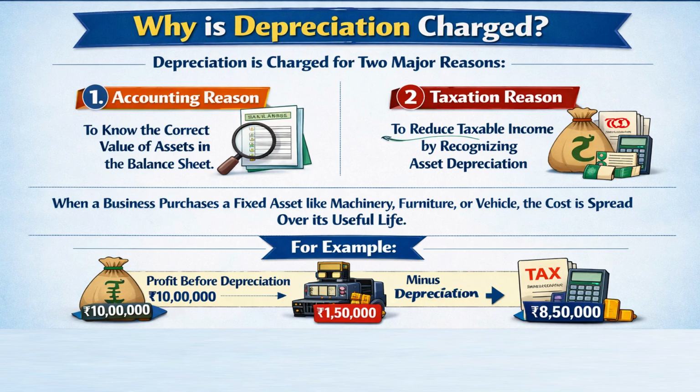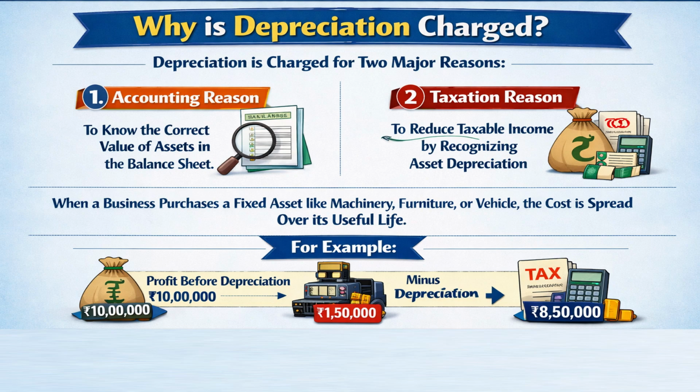cost is not treated as an expense in the year of purchase. Instead, the cost is spread over the asset's useful life through depreciation. Since depreciation is considered a business expense, it is deducted from the business's income before calculating tax. This reduces the taxable profit, which in turn lowers the tax liability.